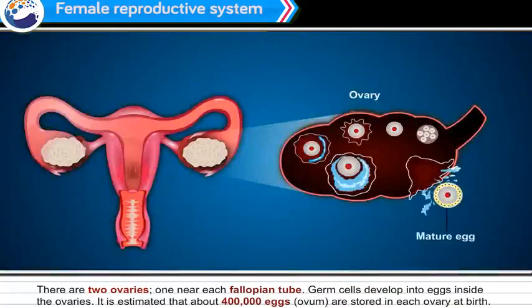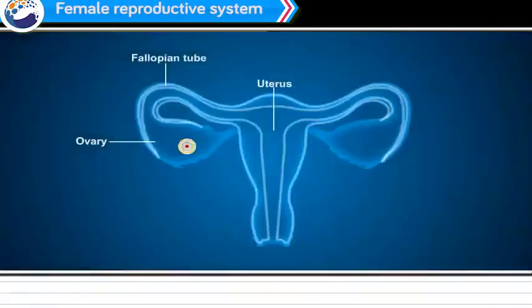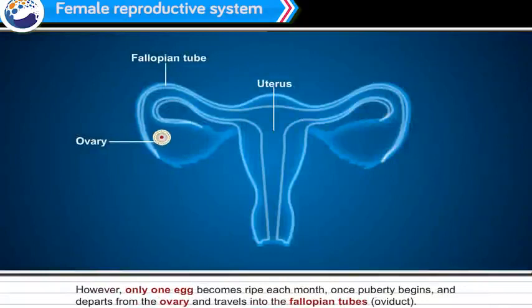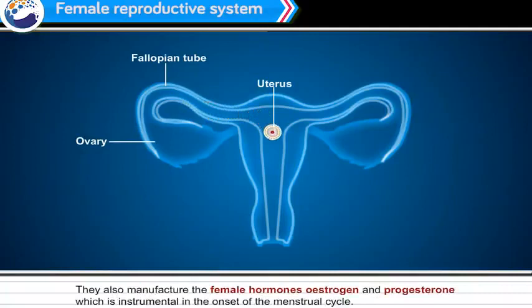It is estimated that about 4 lakh eggs, that is ovum, are stored in each ovary at birth. However, only one egg becomes ripe each month, once puberty begins, and departs from the ovary and travels into the fallopian tubes, that is oviduct. They also manufacture the female hormones, estrogen and progesterone, which is instrumental in the onset of the menstrual cycle.